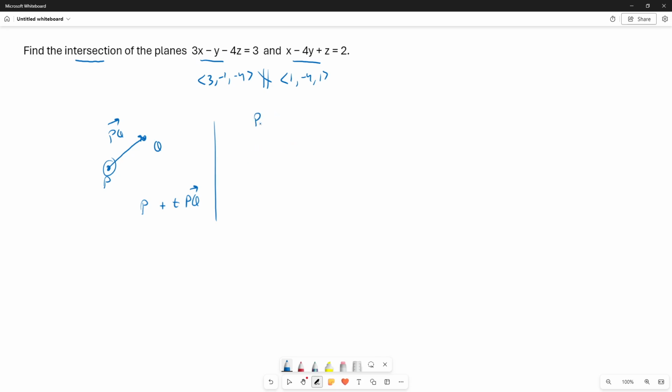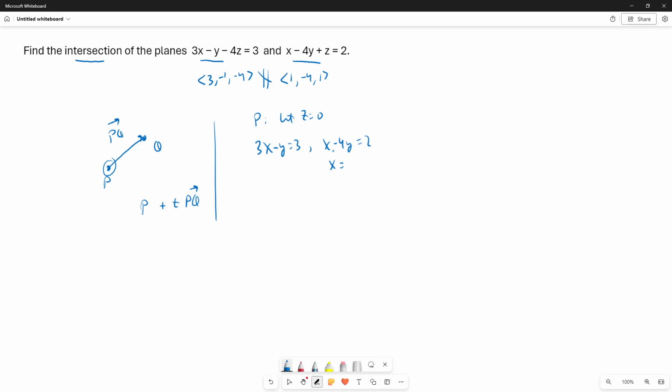To find P, we will let z equal 0, and that will give us in the first equation 3x minus y equals 3, and in the second equation x minus 4y equals 2. And now we'll solve this 2 by 2 linear system. So this is just two lines in the xy plane. We want to find where they intersect.